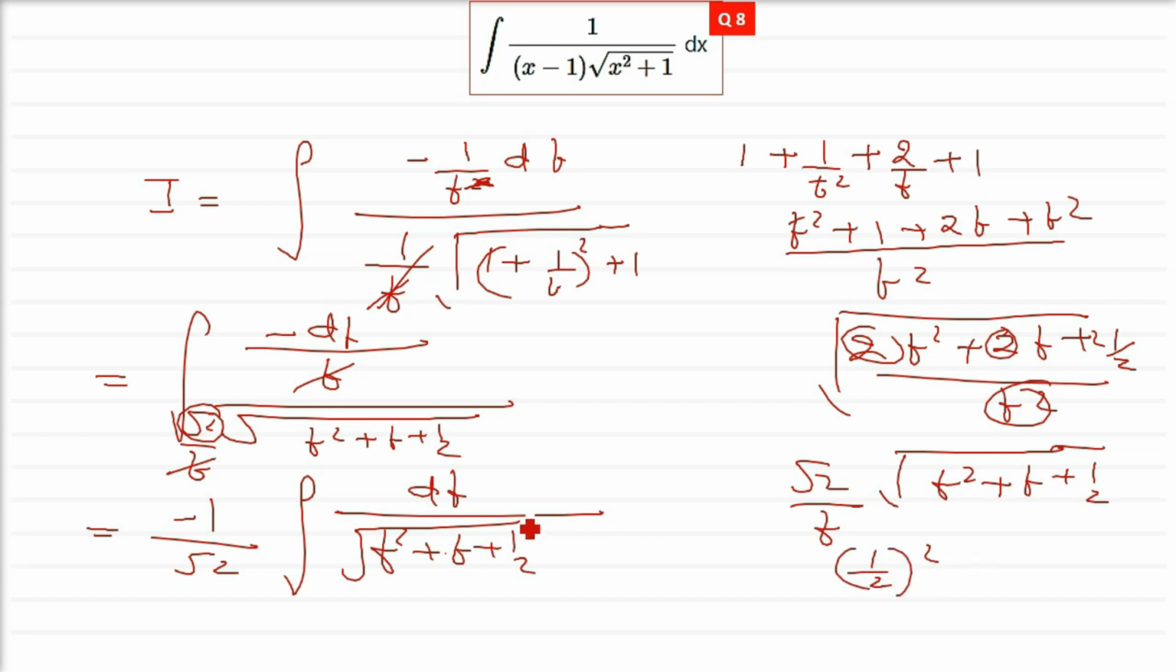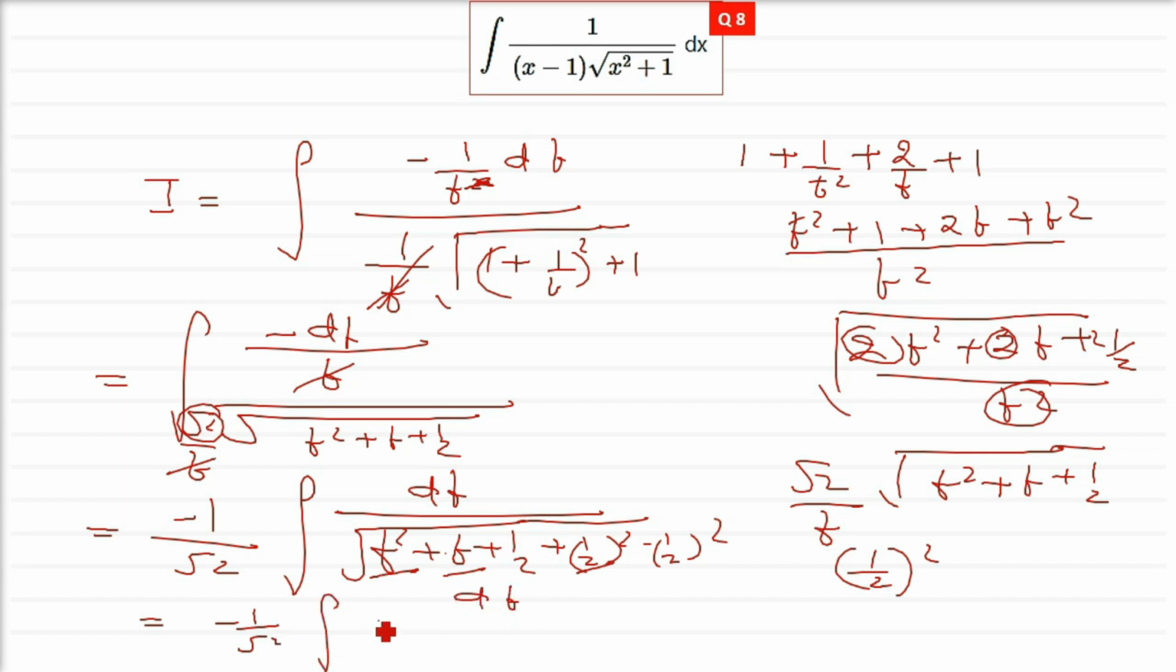There is a coefficient of t which is 1. You can divide it by 2 and then square it, add it, subtract it. So we are adding half square and subtracting half square. So you can have t minus half whole square, or t plus half whole square also you can have. Both the things you can have. It's up to you. I am taking the positive one, that is t plus 1 by 2 whole square.